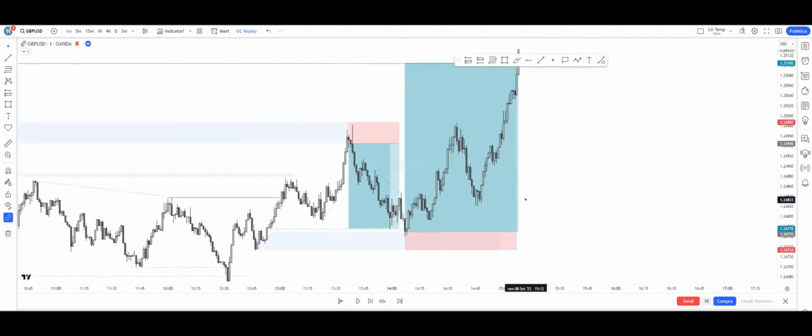That's how I catch pullbacks in my session when I do ping pong. That's a very powerful trick you can use in your session.